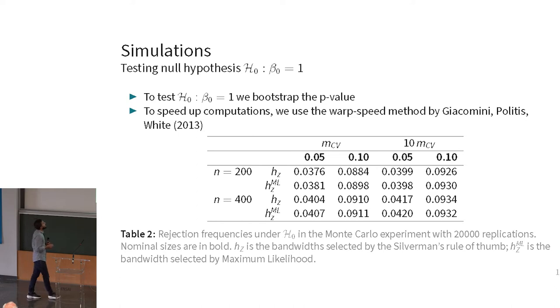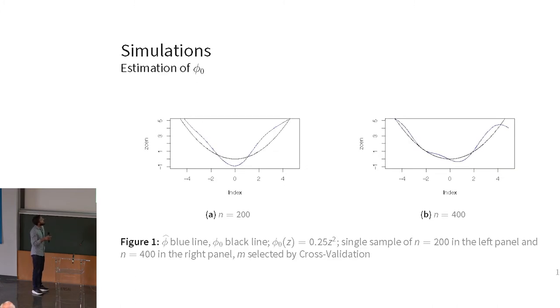Finally, we have some simulations for finite samples. Here, in black, we have the non-parametric function phi naught, and in blue, there is the estimator of phi naught for a single sample. Then we also have the Monte Carlo confidence interval, but that's going to be in the paper. Here, we can see that as the sample size increases, we're getting a better estimate. And here again, M, the number of Landweber-Fridman iterations, is selected by cross-validation.